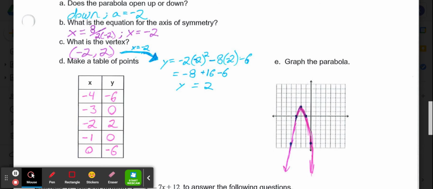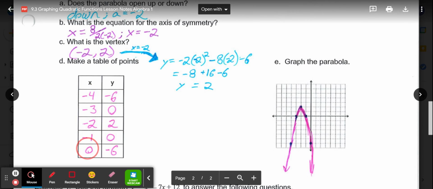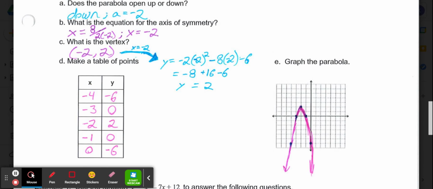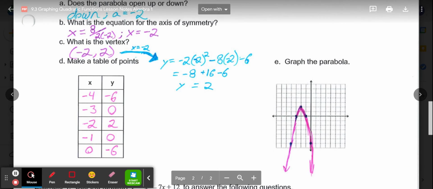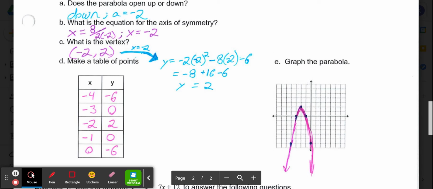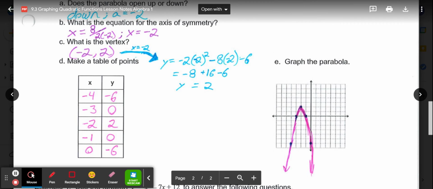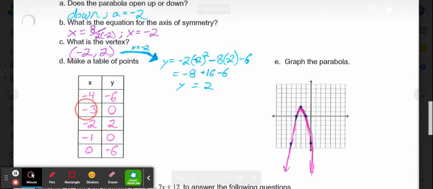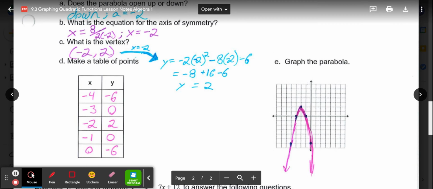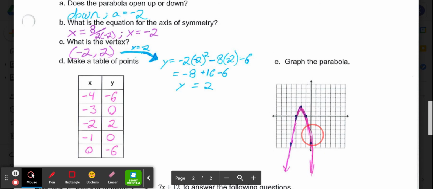So our vertex is at -2, 2. So that goes in the middle of our table. Then we can use our other x values. So if it's at a -2, I use a -3 and a -4, a -1 and a 0. Put each of those into the original equation for x to get your y values. Once you have your values, we can graph our parabola. So it'd be left 4, down 6, left 3, down 0, left 2, up 2, left 1, down 0, over 0, down 6. And then you can draw in your curves to connect your points, and you should get this parabola opening downward.